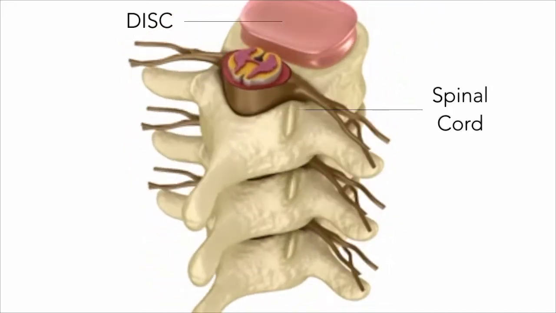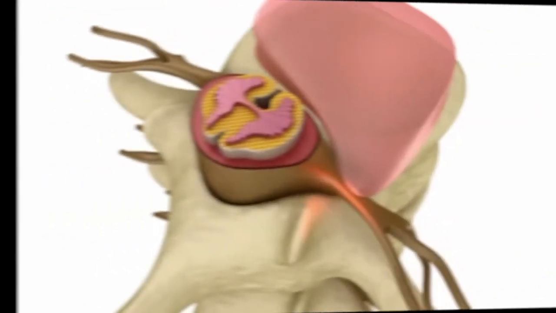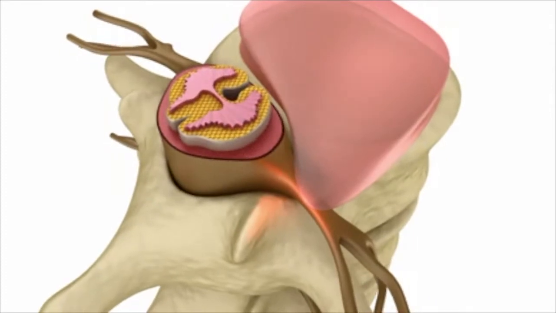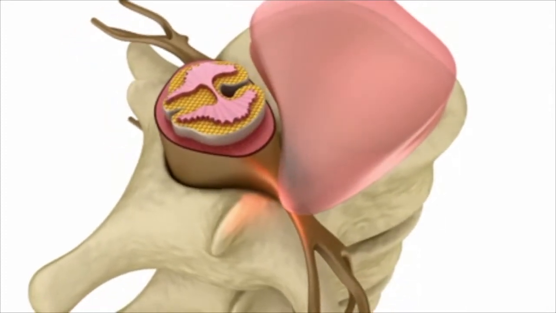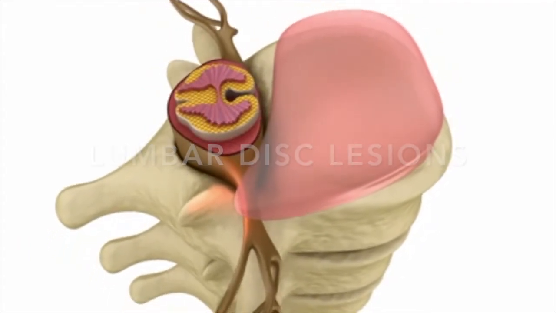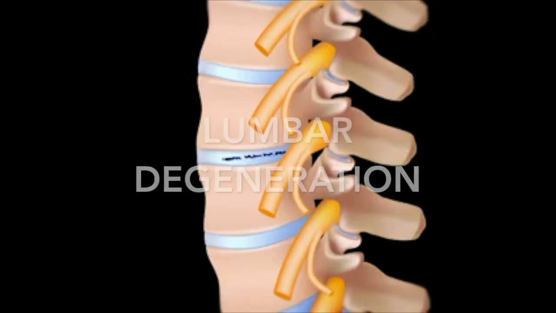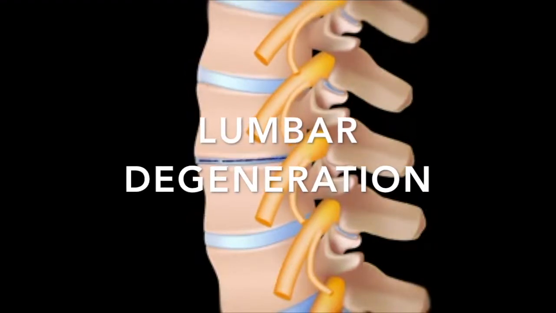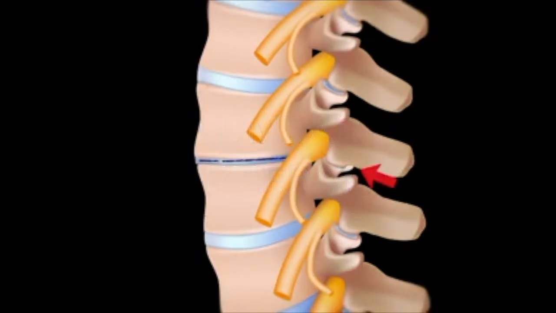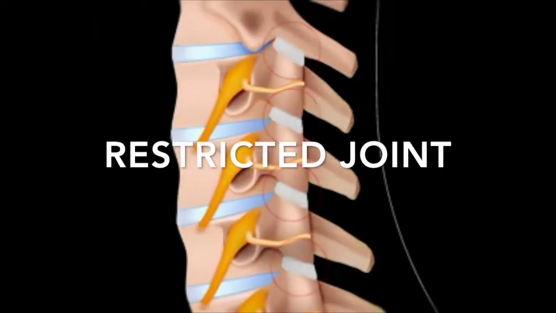The spinal cord lives behind the vertebra, and nerve roots emerge from openings on each side. There are many causes of lower back pain. Two of the most well-known culprits are lumbar disc lesions, where disc material bulges backwards, potentially irritating sensitive spinal nerves, or lumbar degeneration, where the disc is deteriorated and thinned over time, thereby encroaching upon the opening where the nerves exit. But one of the most overlooked causes of back pain comes from a slightly restricted joint.